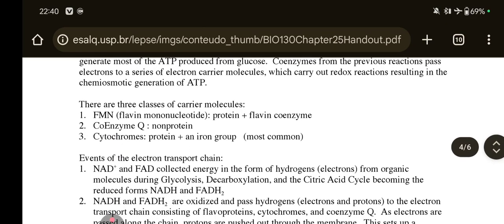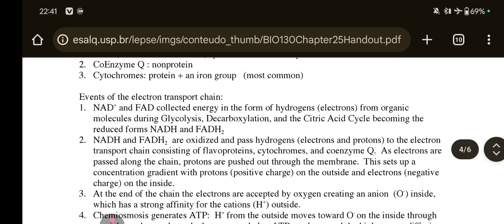There are 3 classes of carrier molecules: 1. FMN, flavin mononucleotide, protein plus flavin coenzyme; 2. Coenzyme Q, non-protein; 3. Cytochromes, protein plus an iron group.